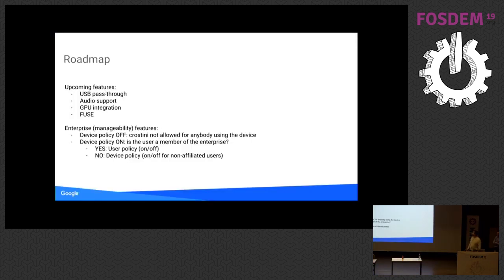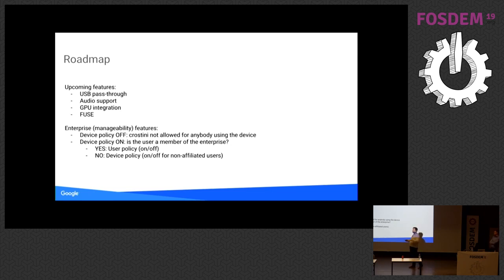Here we have some roadmap of things that we're already looking at. USB pass-through, so that you can share a USB peripheral from your Chrome OS directly to your container. Support for audio, so you can play your favorite games, but also so you can listen to things, like audio integration. GPU integration also, for any sort of development with 3D or anything else. And also Fuse is something that didn't work in the first version, but is coming in the next couple of versions. Working myself in Chrome OS Enterprise, I'm also going to mention the enterprise and manageability features.